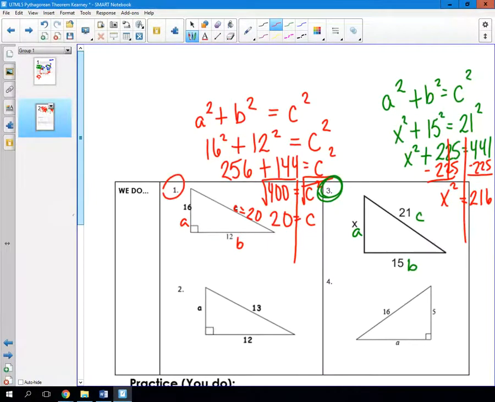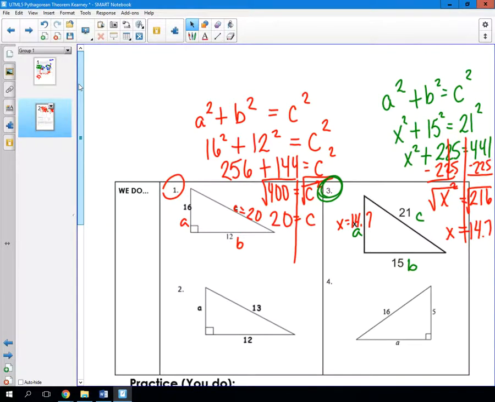And so now I need to figure out what X is. And right now I only know that X squared is 216. So how could I solve for X? What's the opposite of squaring something? I can take the square root. So I can take the square root of both sides, and I'm left with X equals the square root of 216. Oh, 216 is not a perfect square, is it? So I can estimate, and I know that that is between 14 and 15. It's a little closer to 15, so it's 14.7. So that tells me that this length over here, X equals 14.7.